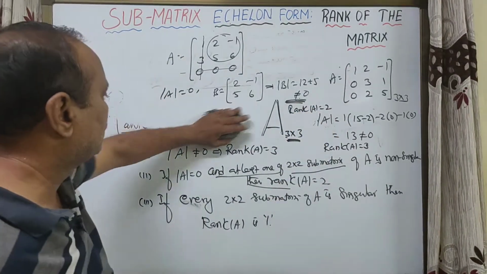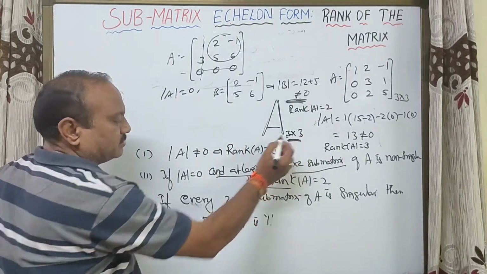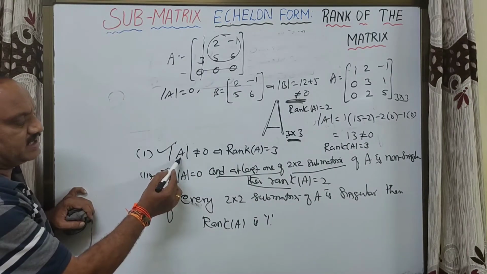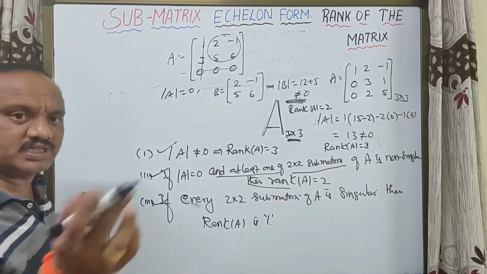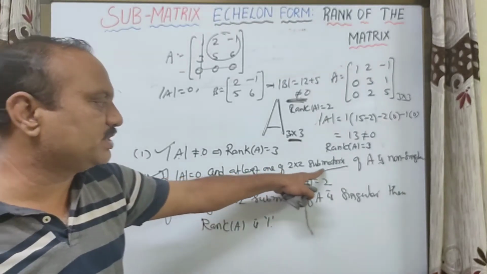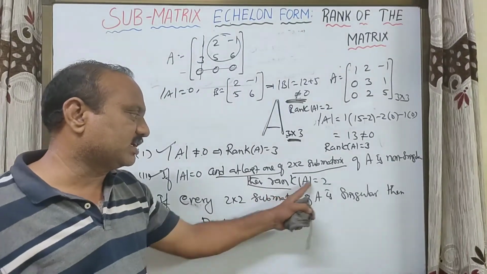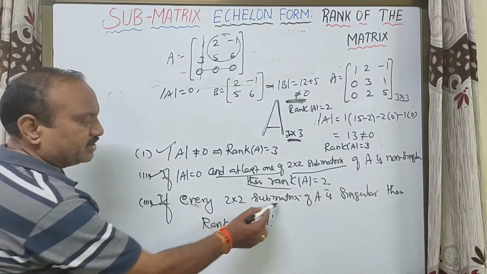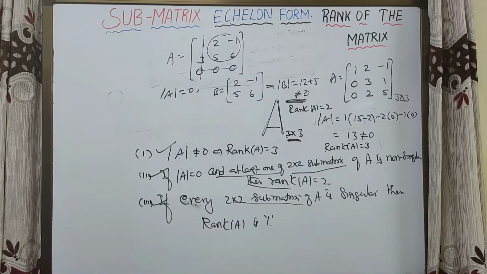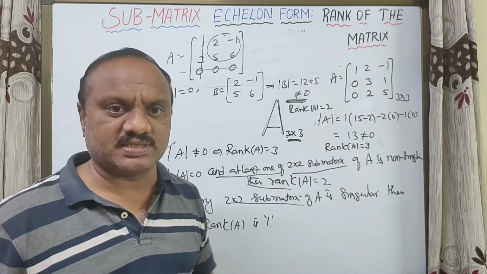So here, for a 3 by 3 matrix, you have to find determinants. First you find the given matrix determinant. If it is not equal to 0, rank of A equals 3. If det A equals 0 and at least one 2 by 2 submatrix of A is non-singular, that means determinant is not equal to 0, then rank of A equals 2. If every 2 by 2 submatrix of A is singular, then rank of A is 1. So this is the way to find the rank of a 3 by 3 matrix.